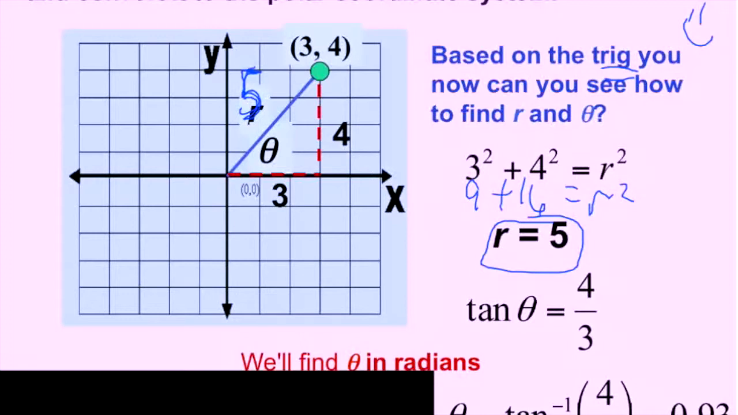Can you guys see if you got 0.93? Try it in your calculator. Second tangent 4 over 3. That would have been my work phone on my desk. That was nice. Can I get a smiley face if you guys got 0.93?